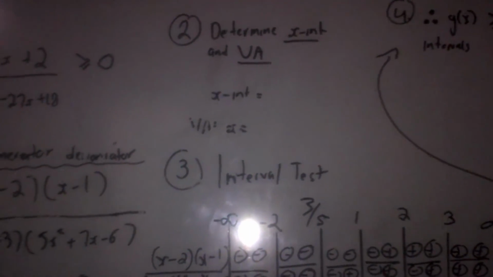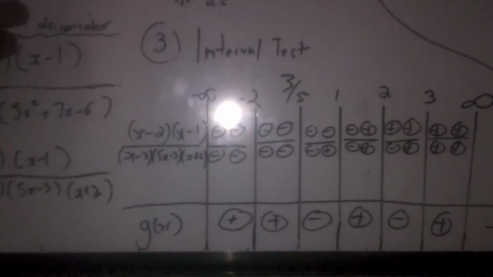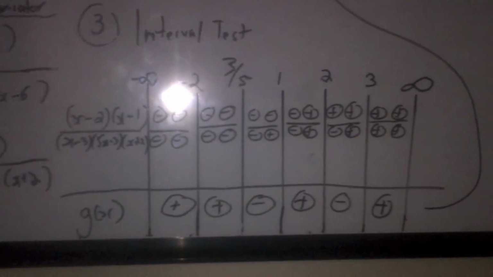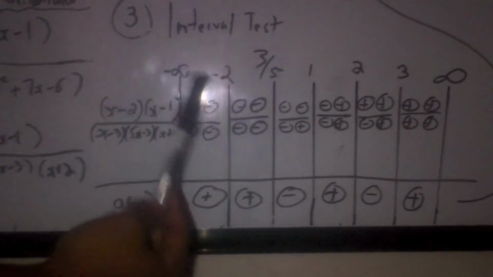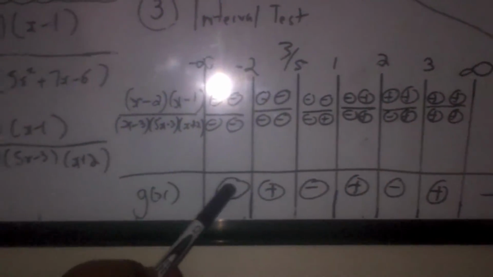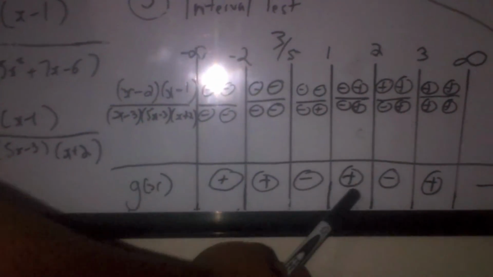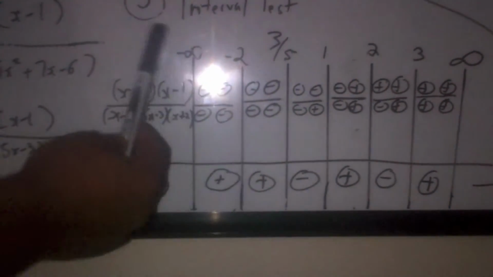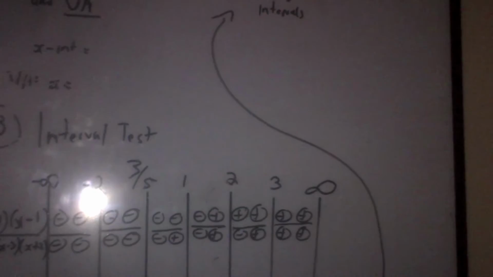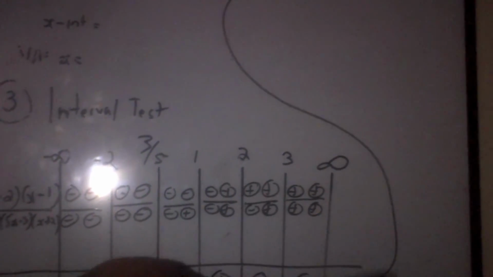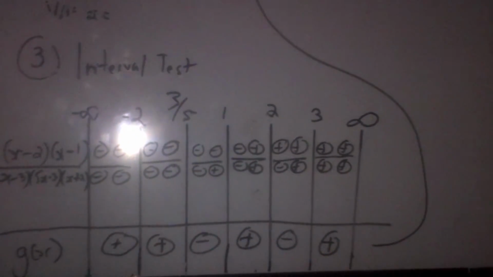And for g of x, as you can see, we're supposed to be determining when it is greater than or equal to 0. In this case, the interval test shows that g of x is positive 4 times, in the intervals of negative infinity to negative 2, negative 2 to 3 over 5, 1 to 2, and 3 to positive infinity.